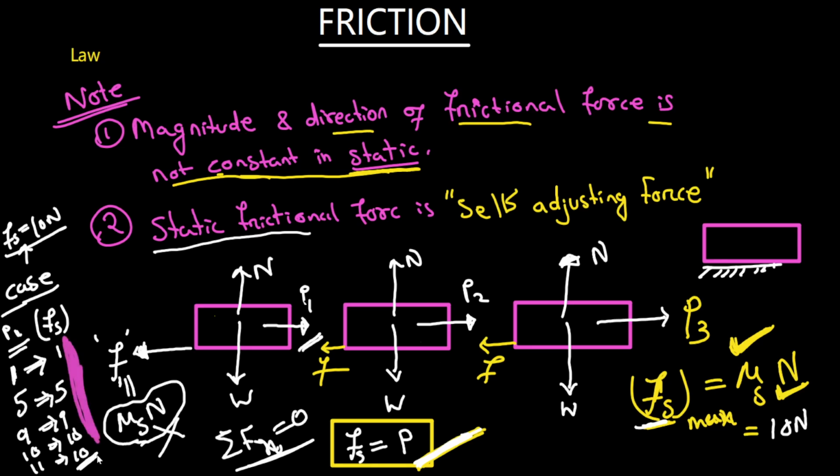Once the force in the direction of possible motion is greater than the maximum frictional force, once P1 exceeds this 10 newton, in that case if you apply the condition, the net force in x direction is not equal to 0. Since P1 is greater than this 10 newton, there will be a net force. You don't get net force in x equal to 0. This you get whenever the applied force is less than fs maximum.